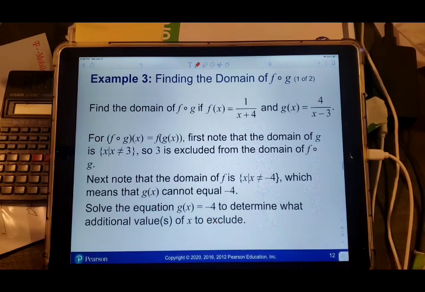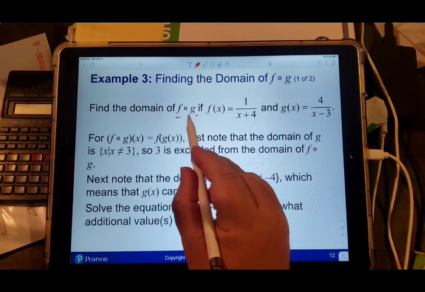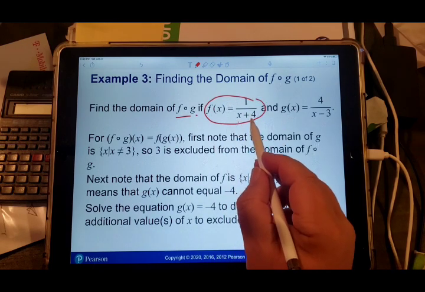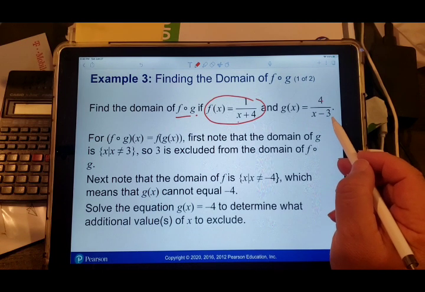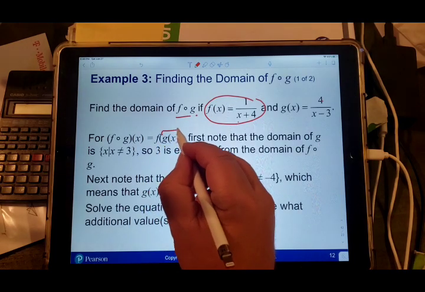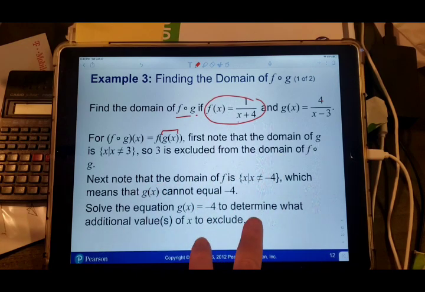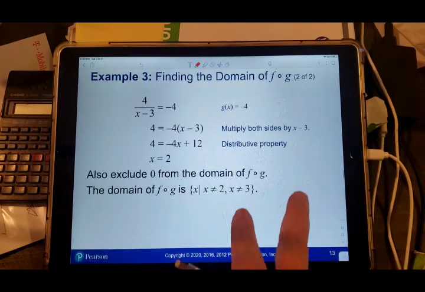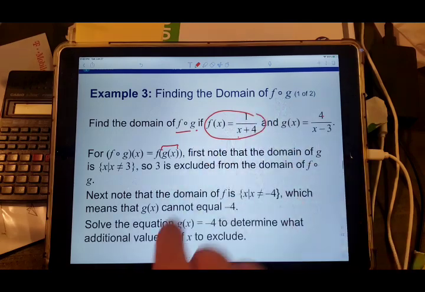All right, so this is certainly a more interesting question. We're going to find fog. And f is 1 over the argument plus 4, and g is 4 over the argument minus 3. And that's our instruction. So they kind of start in with the domain. I don't really know that I believe in doing that. Let's actually do the problem. Assume they did do the problem. They're just finding the domain.